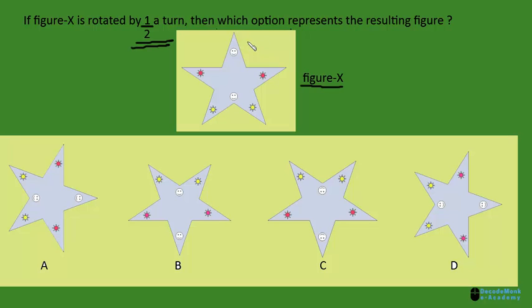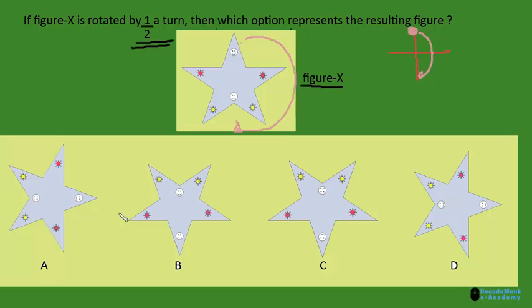So 1 by 2 turns, as we know that if we turn a figure 1 by 2 clockwise or anti-clockwise, the result will be same. So we need not worry about whether it's clockwise or anti-clockwise. So 1 by 2 turn means whatever is there in the upper portion will come down to this position. So you see over here, this smiley, this figure will be rotated to this position.